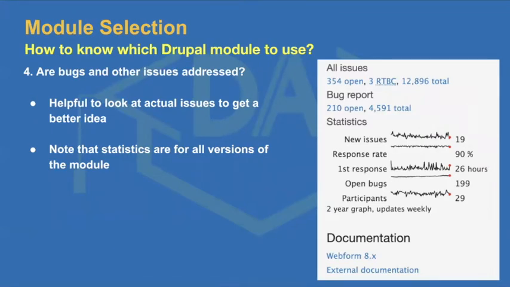If that response rate is lower, once again, take a pause here and think about it. If I implement this module and no one's responding to the bugs, well, then I will have to create patches or write code, which is something to keep in mind, or someone on the team will have to patch the module.